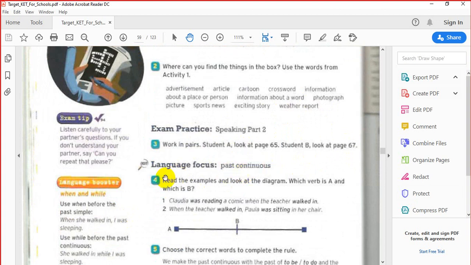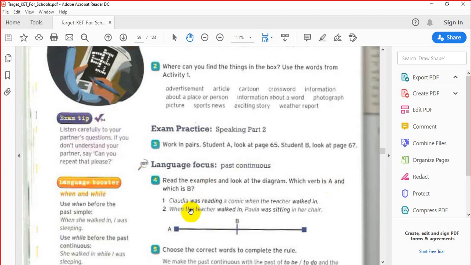Past continuous. When you say past continuous, we are going to use the past form of the verb plus continuous plus the ing form. So here, let's try this exercise 4. Read the examples and look at the diagram. Which verb is A and which is B? So we have two verbs in a past continuous. Verb A and verb B. Alright? Verb A should be past and verb B should be the continuous. It's very easy to identify because one is past and the other one is the verb with ing.